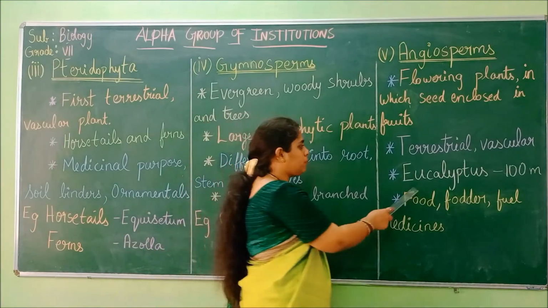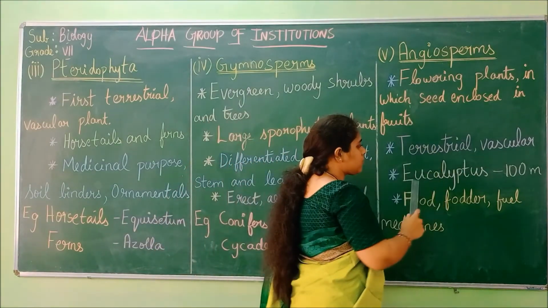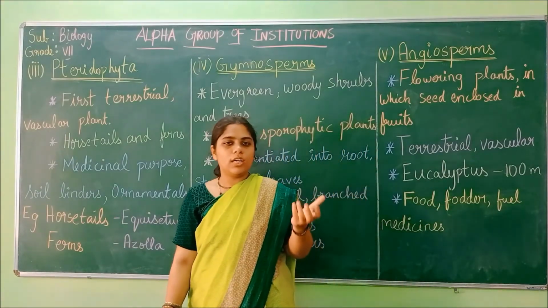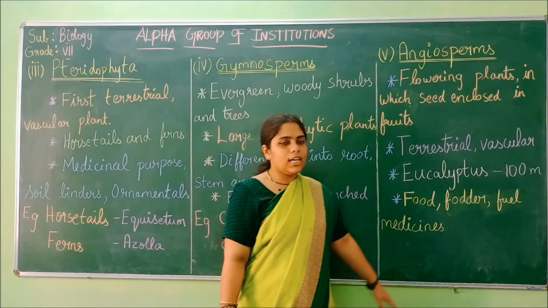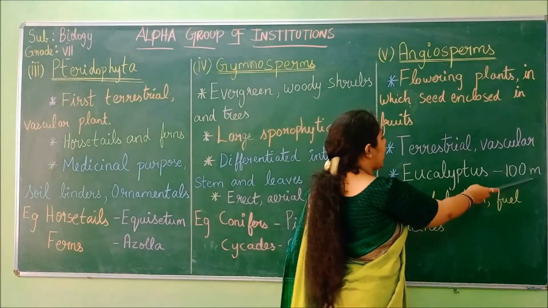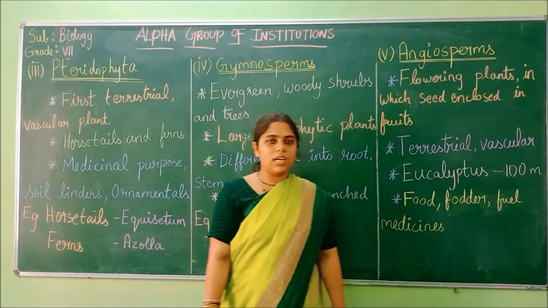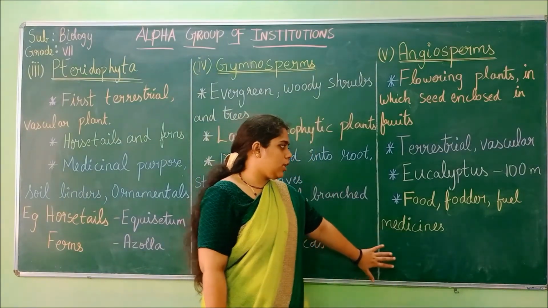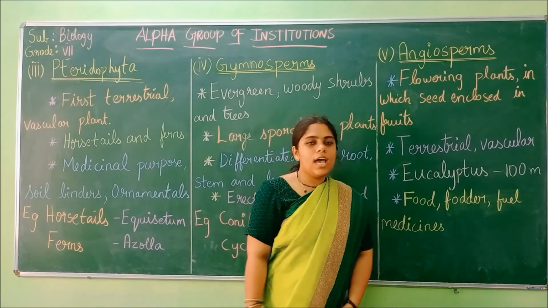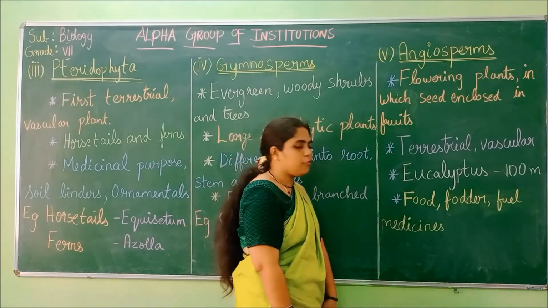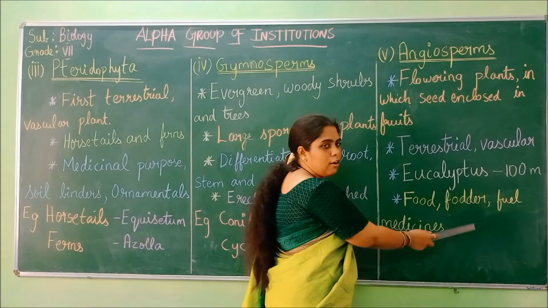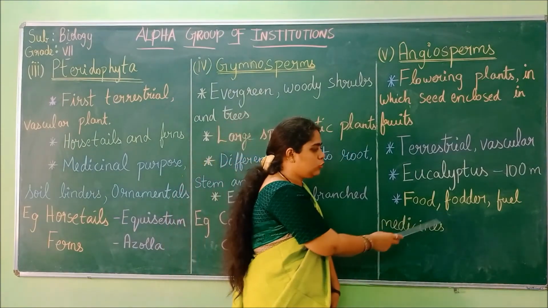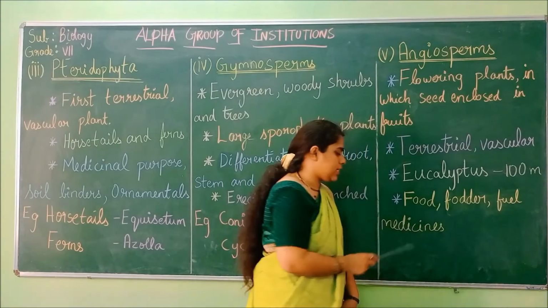Next is eucalyptus, an example for angiosperms. If you have seen the eucalyptus tree, it comes under angiosperms. It will grow to a height of 100 meters. How many? 100 meters. Eucalyptus comes under angiosperms. And next we will see the uses of angiosperms: food, fodder, fuel and medicine. What are they? Food, fodder, fuel and medicine.